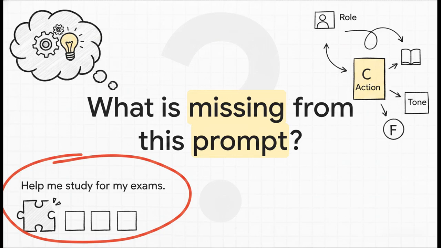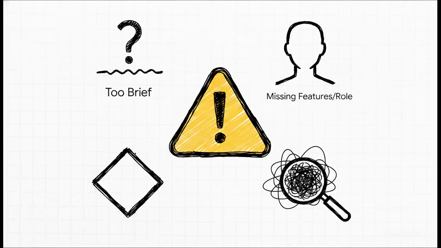Okay, hopefully you realized that literally everything except a super vague action is missing. There's no role, absolutely no context about what the exam even is, no specified format for the study material, and definitely no tone. To make sure you don't fall into those exact same traps, here is a printable summary list of common prompt building mistakes to avoid.